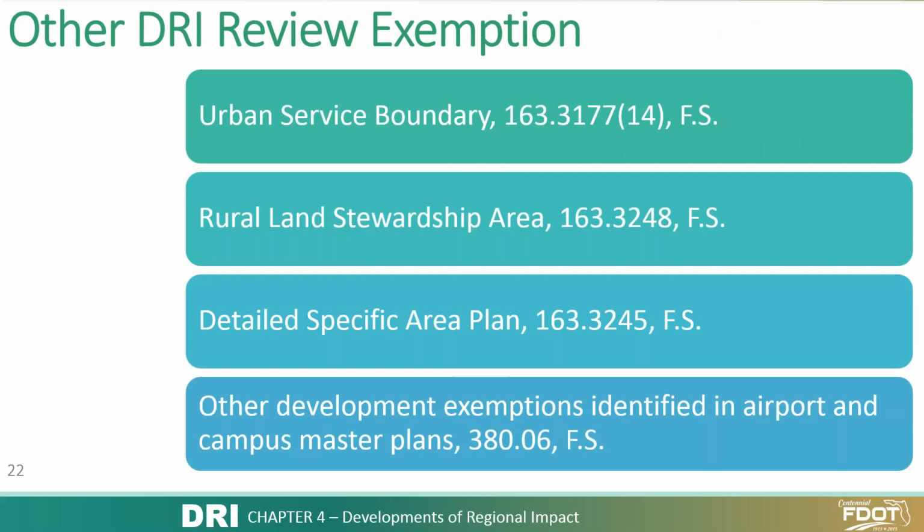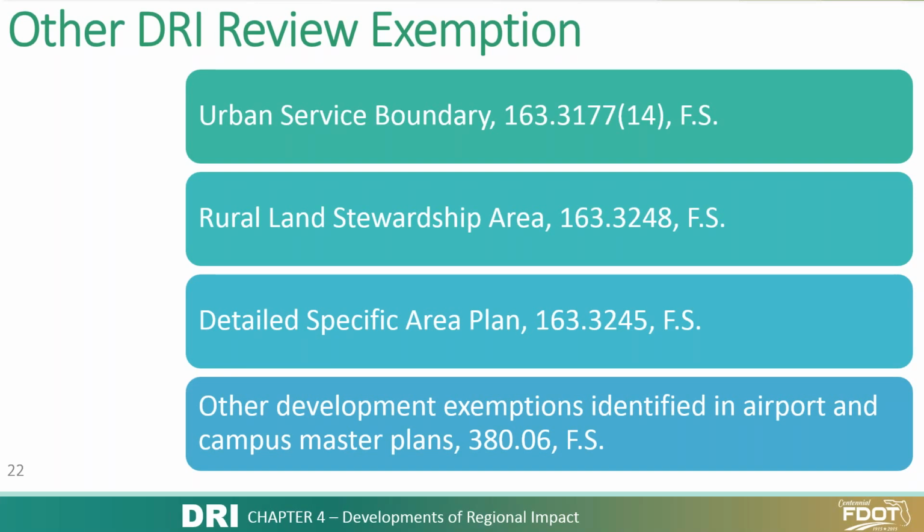And last but not least, there are other exemptions to the DRI program that are not so much location-based, but legislative exemptions. That includes any areas within an urban service boundary. Any development within those urban service boundaries would be exempt from the DRI process, as well as any development within a rural land stewardship area that we talked about in our last webinar on Chapter 3.